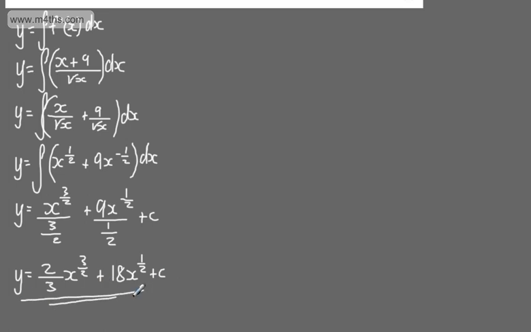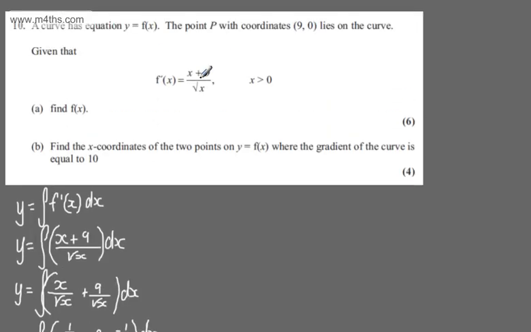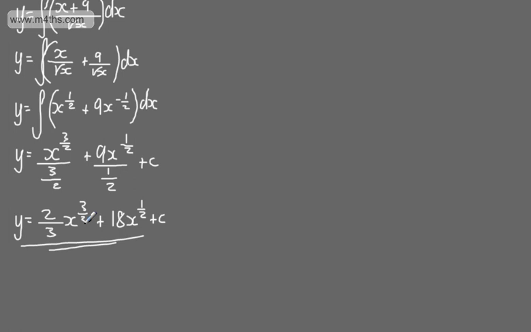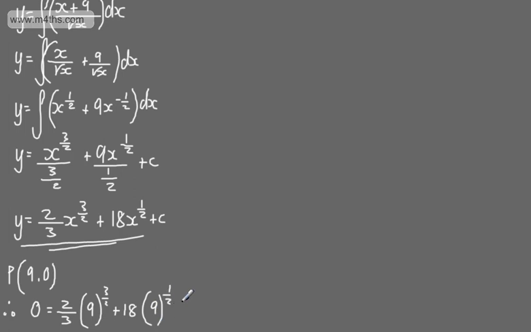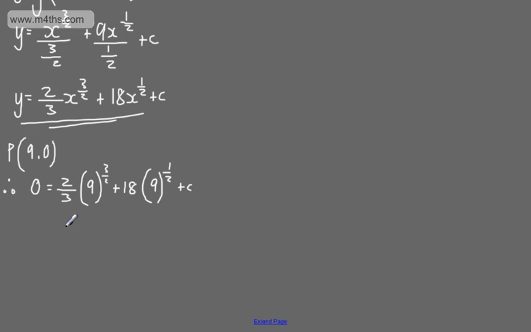We need to find the value of c. We've got this point P, and that has coordinates (9, 0). So if we just write this in, P is (9, 0). Therefore y is 0, and that will be equal to 2/3 times 9 to the power of 3 over 2, plus 18 lots of 9 to the half power, or the square root, plus c. So from here, we can find c.